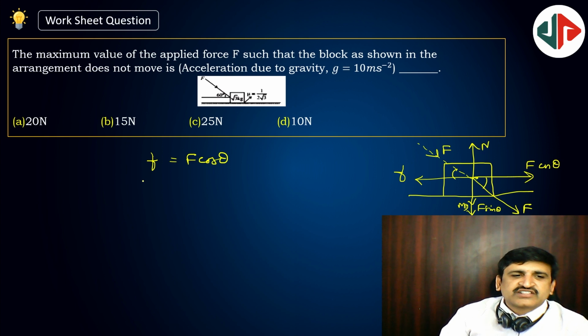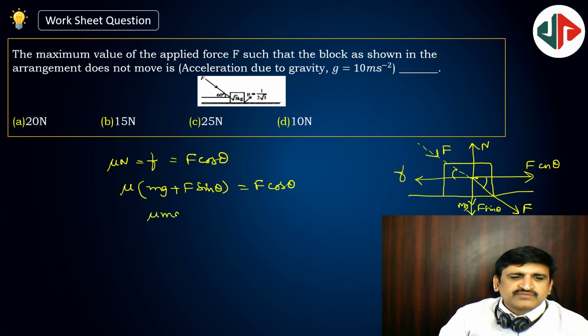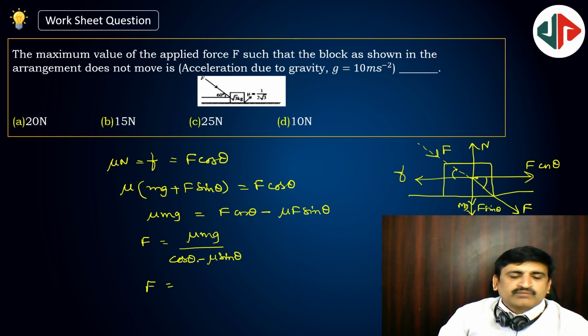What is frictional force? Frictional force is mu N. What is N? N is equal to mg plus F sin theta. That is equal to F cos theta. If you know the simplified direct formula, you can use it directly. So mu mg is equal to F cos theta minus mu F sin theta. So F is equal to mu mg by cos theta minus mu sin theta.